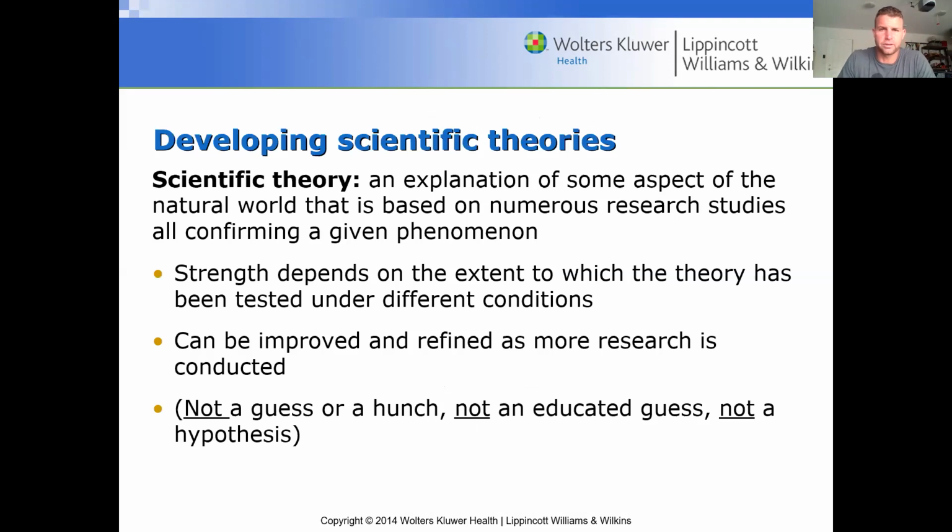So again, a scientific theory is an explanation of some aspect of the natural world that's based on numerous research studies, all confirming given phenomena. So the strength is going to depend on the extent to which the theory has been tested under different conditions. So can you test it? Can you test it again with this type of population? Can you test it under this similar but different condition? Does it hold true in all regards?